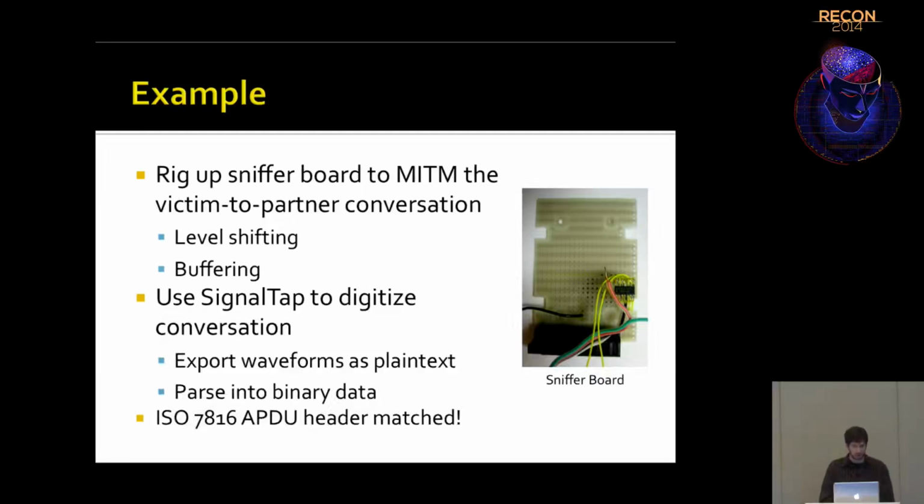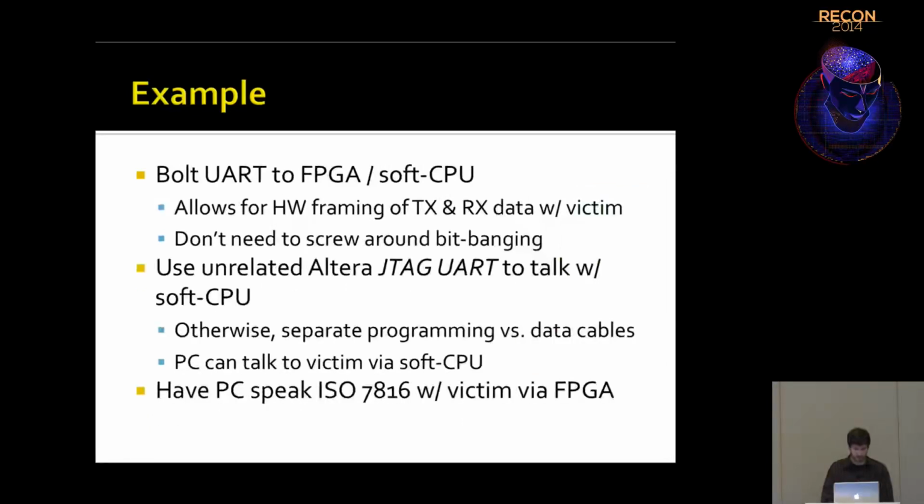So what I did was I rigged up the sniffer board to man in the middle the victim to partner conversation, and all that board is just doing level shifting and buffering of the signal. I took that output into SignalTap to digitize the conversation, which I could have done if I had a nice fancy scope that can do that. Now I could export the waveforms as plain text, like a 1, 0, a 1, 0 over time, and then I can pack those ones and zeros back into binary data by parsing that stream. And what I found after a bit of looking is that I actually had a match on an ISO 7816 APDU header, so it meant it was smart card 7816 protocol.